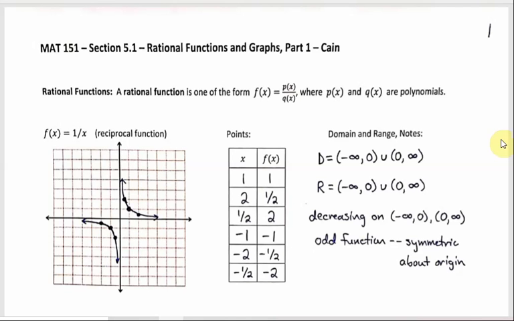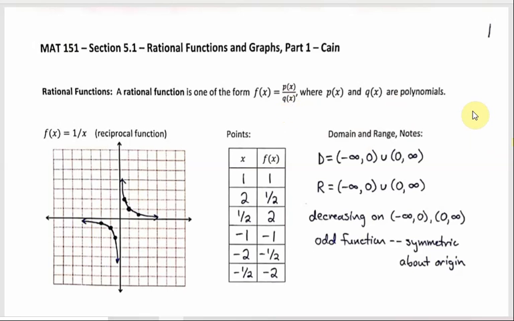Chapter 5 is about rational functions, which are defined like this, where basically what they look like is one polynomial divided by another polynomial. So we've had functions that were just a single polynomial, now we've got one divided by another. The graphs can look a little wild, actually.